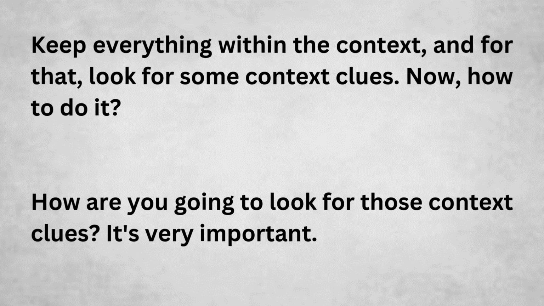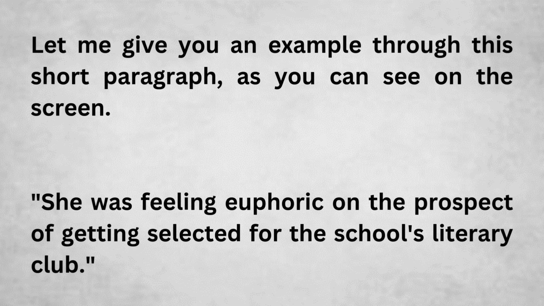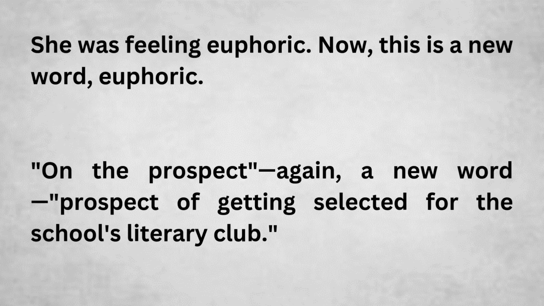Keep everything within the context, and for that, look for some context clues. Now, how to do it? How are you going to look for those context clues? It's very important. Let me give you an example through this short paragraph, as you can see on the screen. She was feeling euphoric on the prospect of getting selected for the school's literary club. She was feeling euphoric. Now, this is a new word, euphoric. On the prospect, again, a new word. Prospect of getting selected for the school's literary club.